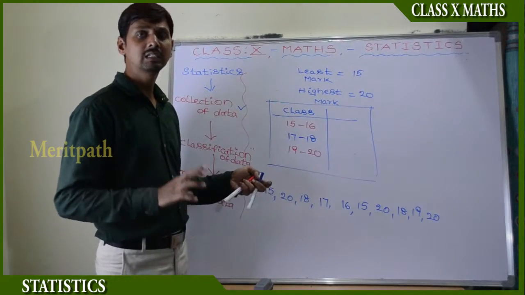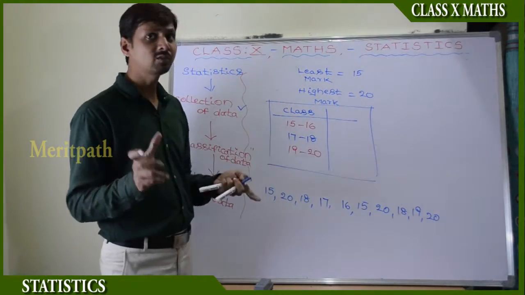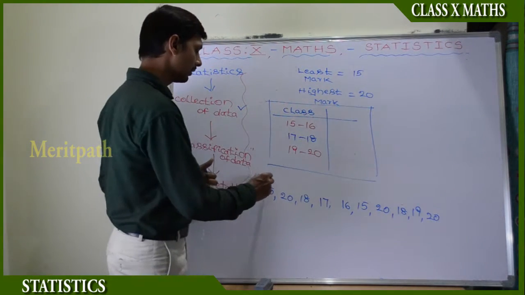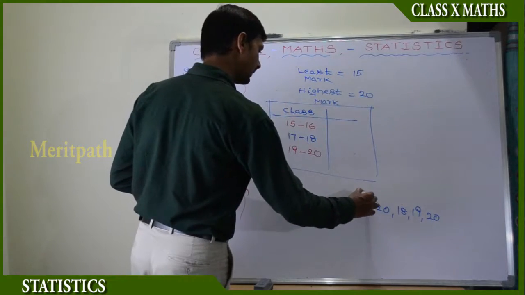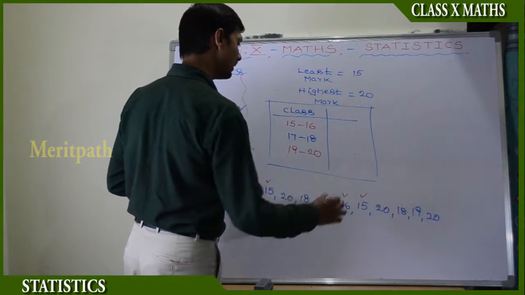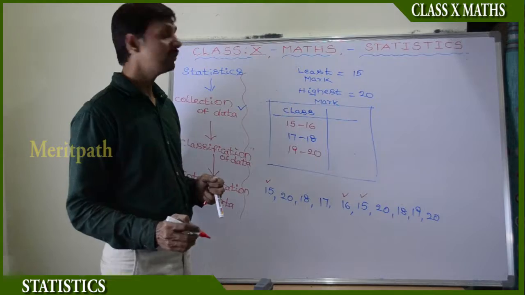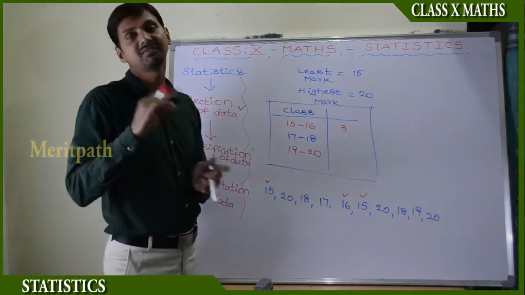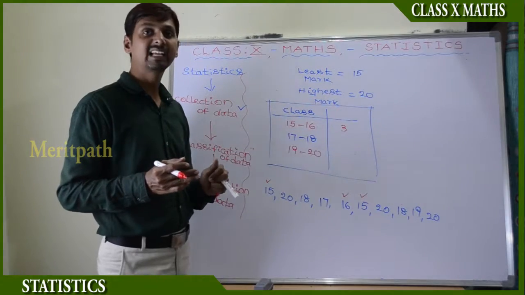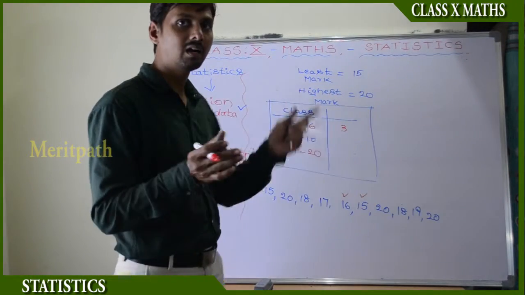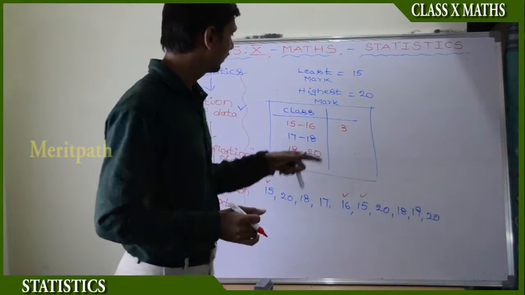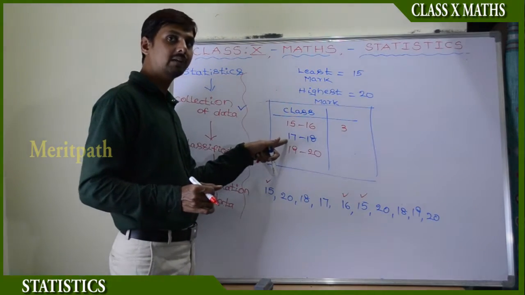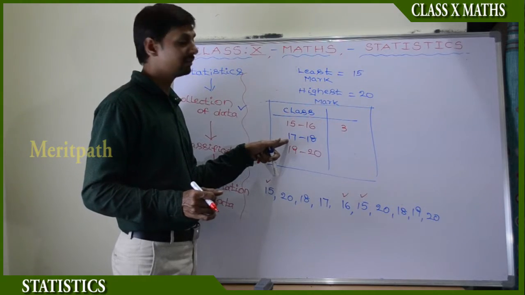and let's find out how many students got the marks from 15 to 16. Let's count. 15 to 16: 15 one here, 15 two, and 16 one, so there are 3 students who got 15 to 16, including 15 and 16. These are called inclusive classes. The classes are not repeating; 16 and 17 do not get repeated in the next class. This is called inclusive classes.